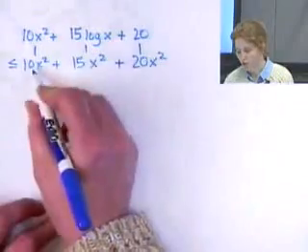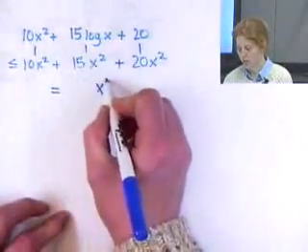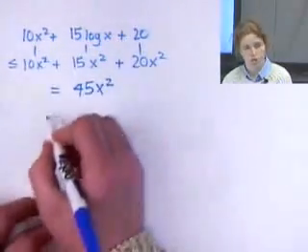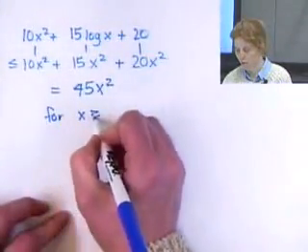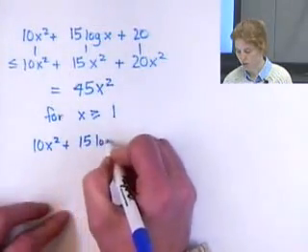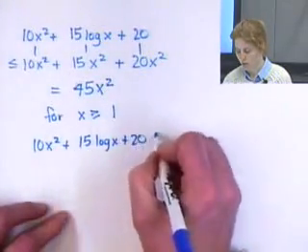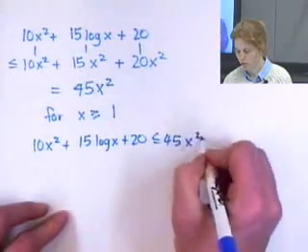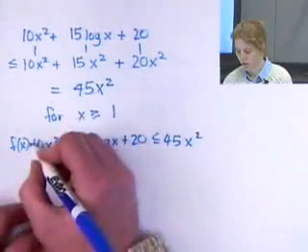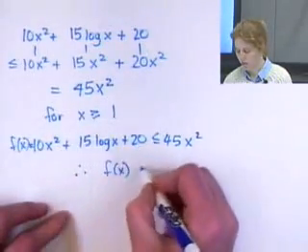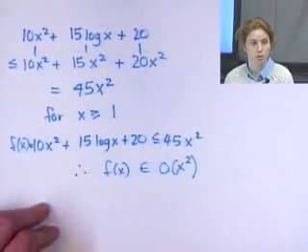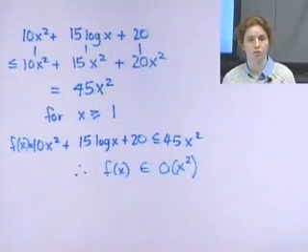So this sum is equal to 45x squared, right? So for x greater than or equal to 1, 10x squared plus 15 log x plus 20 is less than or equal to 45x squared. So therefore, let's say this is f of x. f of x is in big O of x squared. That's a proof. That's how you do a proof.